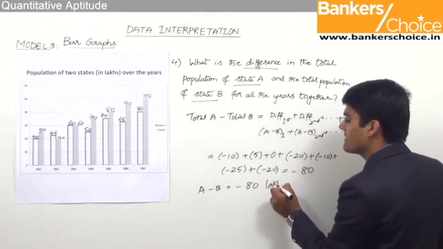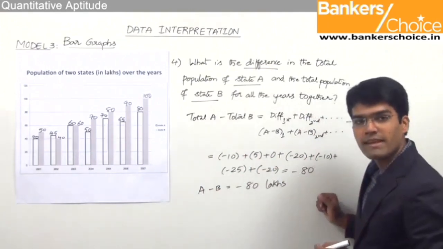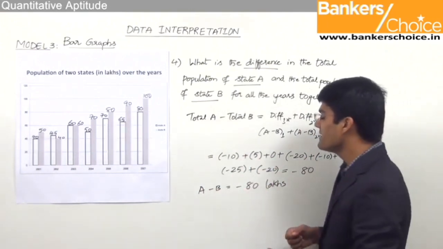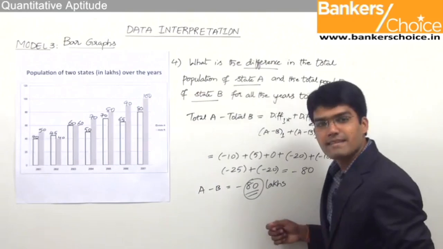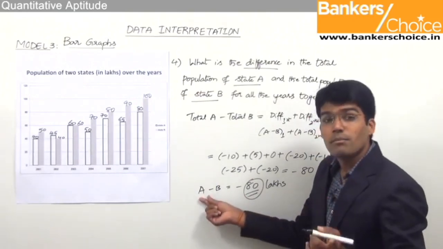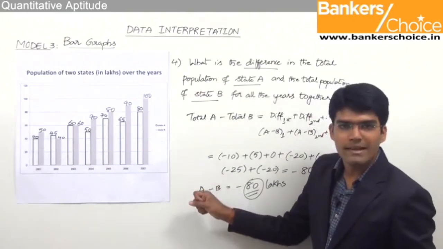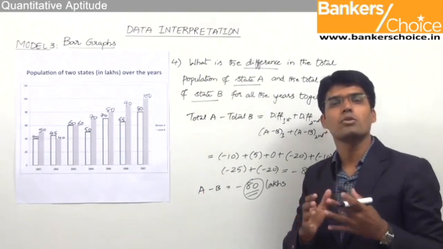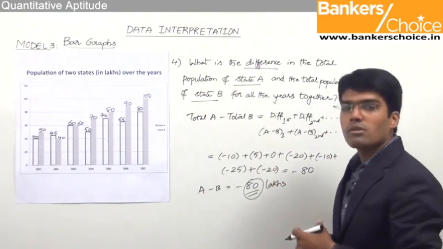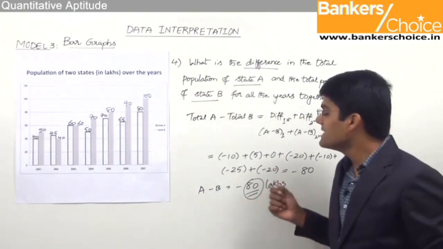Minus 80 lakhs. Why? Because all these values are in terms of lakhs. So we can say that the difference in their populations is 80 lakhs. Difference here should always be positive, so A minus B or B minus A doesn't make a difference. So we can say that the total population of A and the total population of B, the difference is 80 lakhs.